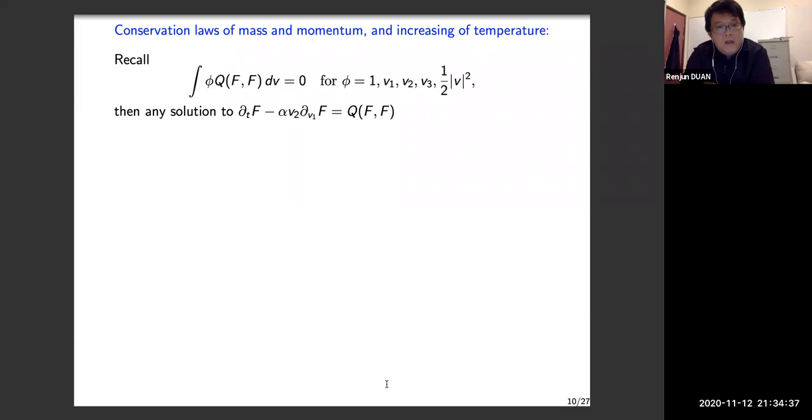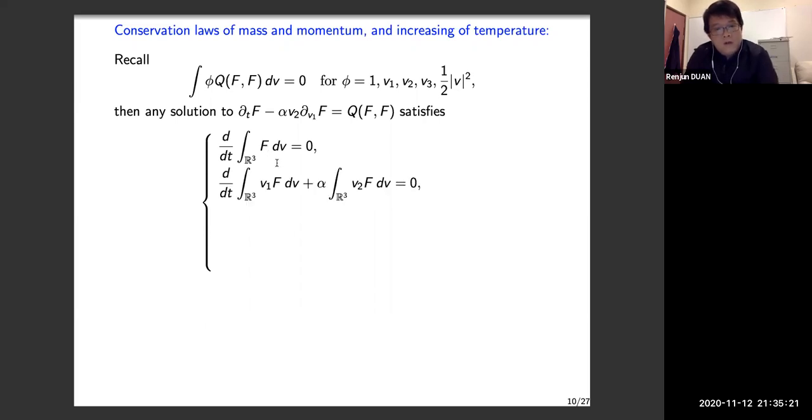So Q has these five collision invariants: one, velocity v, and also the second velocity moment. Let capital F be a solution to this spatially homogeneous Boltzmann equation for uniform shear flow, where alpha is strictly positive and constant. If you multiply by one and take an integration in velocity, and suppose it is valid to integrate by part for the shearing force term, then we get an actual conservation of mass. It means that if initially we have a given mass, then for all positive time the solution will have the same mass.